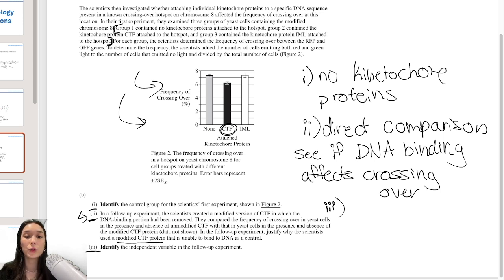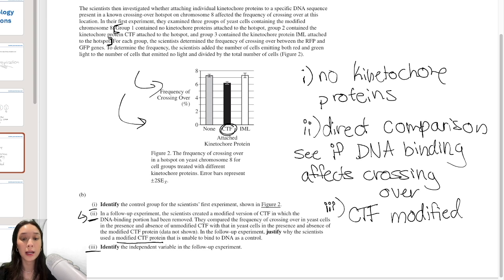Your independent variable is always your x-axis, so the thing that you're changing. So your independent variable is whether or not the CTF is modified. You can say this in a couple different ways. So if the CTF is modified, you can say, if the CTF has the DNA binding portion or not, anything like that, but that's what would be on your x-axis for this one. Your y-axis, your dependent variable, is your frequency of crossing over. Okay, so that is going to be B.